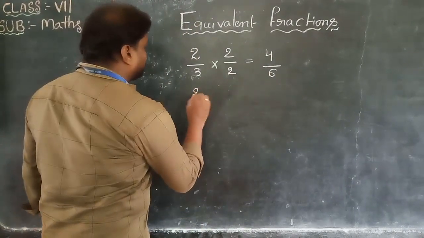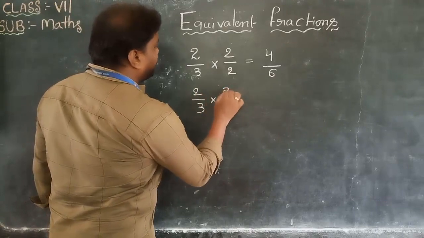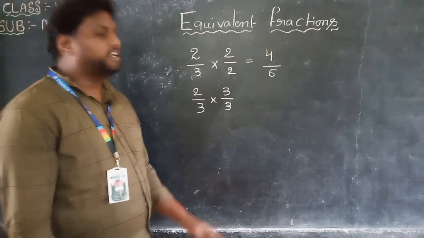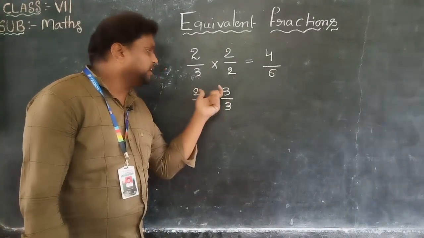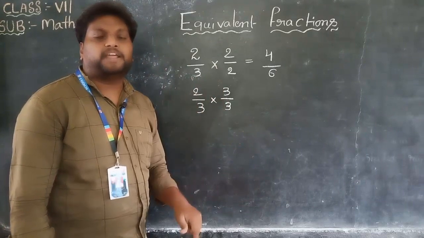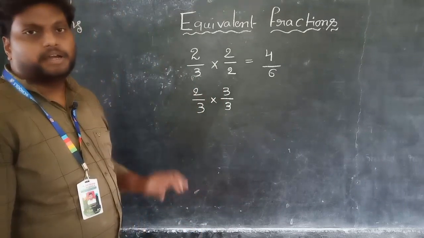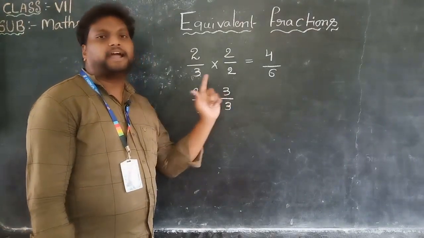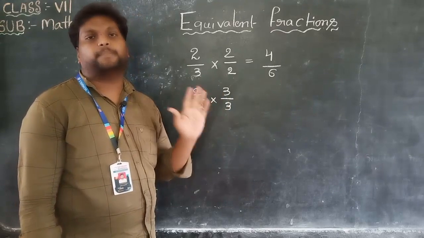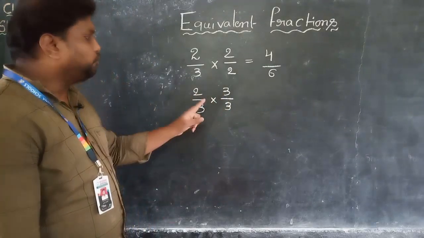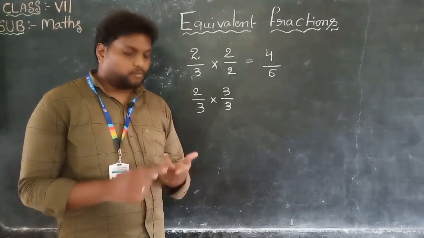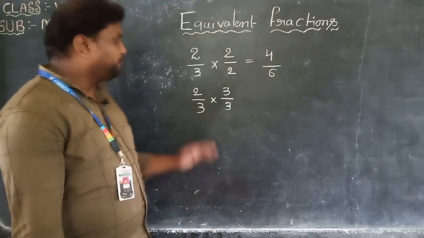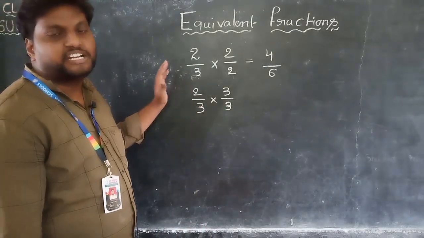Next, now I am taking 3 by 3. One more important thing: multiplying the numerator with one number and the denominator with a different number is wrong. It is compulsory to multiply the numerator and denominator with an equal number. And you have to apply only multiplication and division operations. In a fraction we should not apply addition and subtraction operations.